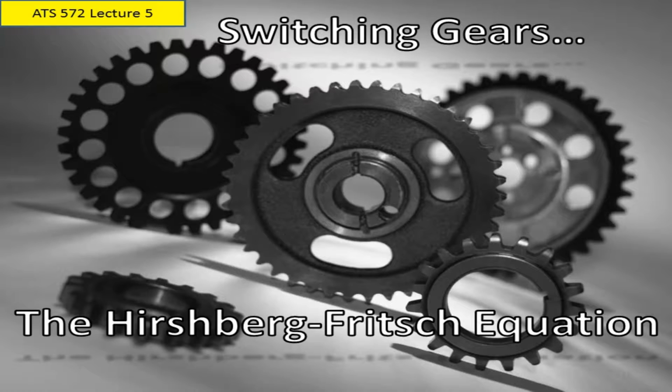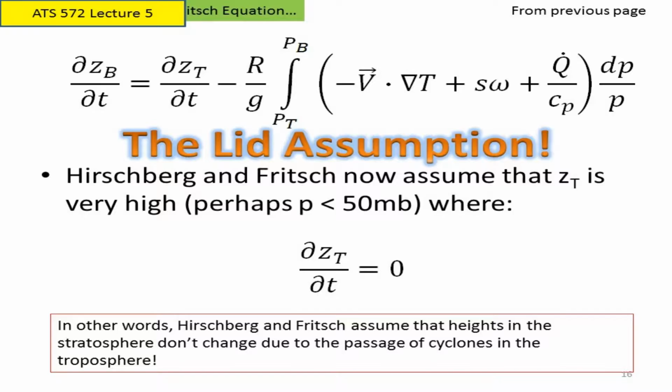Now, if we switch gears to lecture 5 of this semester, we're going to start talking about the Hirschberg-Fritsch equation. One of the most important things to remember about the Hirschberg-Fritsch equation is that this is the one that makes the so-called lid assumption, where we are making the assumption that we're talking about a layer of the atmosphere and the top of that layer is not going to move. So we're really actually talking about the bottom of the layer.